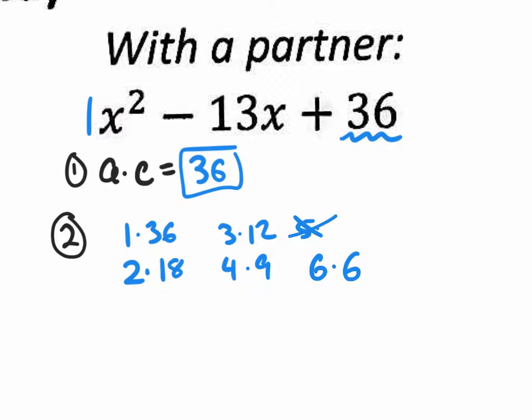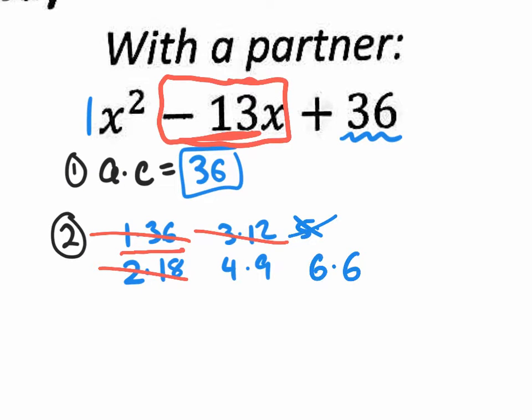Now, which pair of numbers, when I combine, gives me the middle value b, this guy right here? Let's just go through it just for fun. 1 plus 36, that's 37. Didn't work. 2 plus 18 is 20. Doesn't work. 3 plus 12 is 15. Doesn't work. 4 plus 9 is 13. Is this right here a positive 13? No, it's a negative 13.